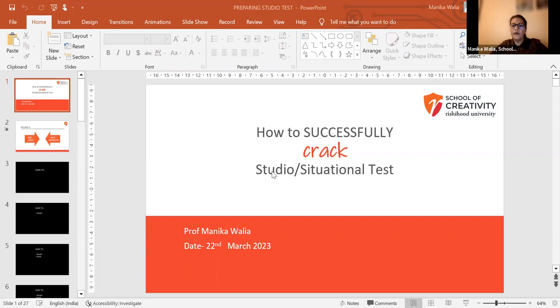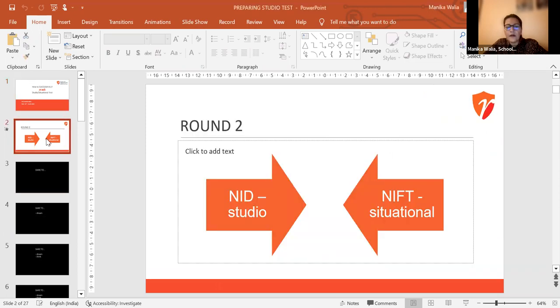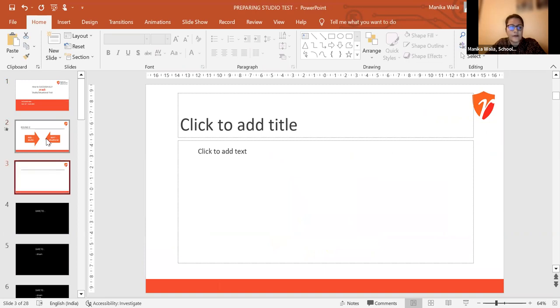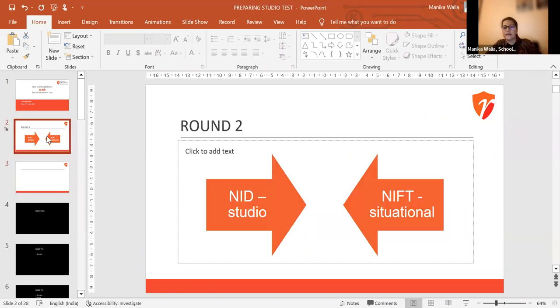Okay. So this is all about how to successfully crack a studio or a situational test. I've tried to incorporate a few slides. I'm sure you all will be able to crack the situational test, which NIFT calls situational and NID calls a studio. So when we are talking about how we get there, we are actually talking of how the design journey starts, right?